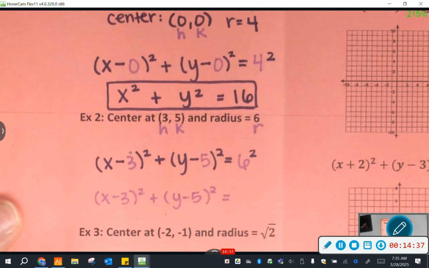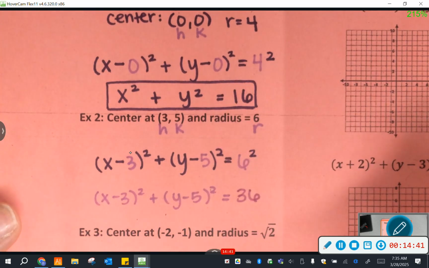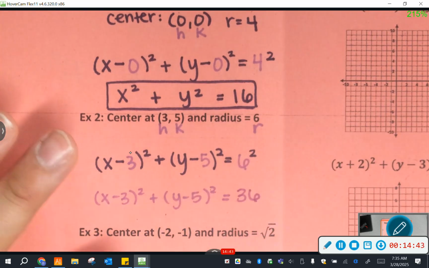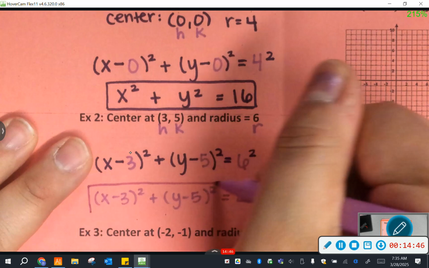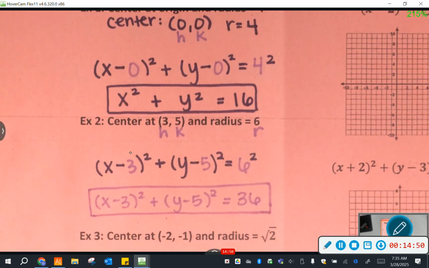And what is 6 squared? 36. And remember, 6 squared means 6 times 6. Not times 2, times itself. And that is my answer. I'm done. You don't have to simplify it anymore. All you're basically doing is telling me what that squared is.